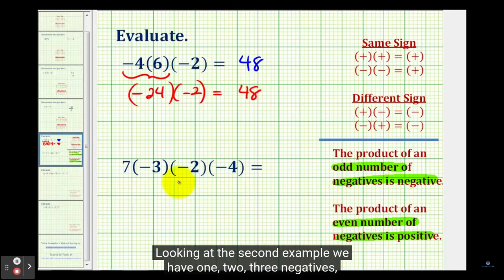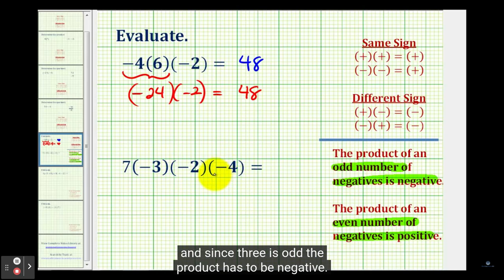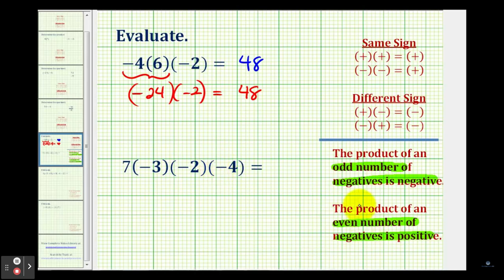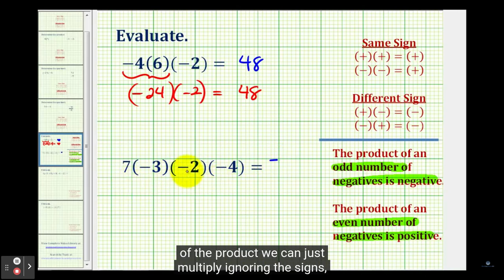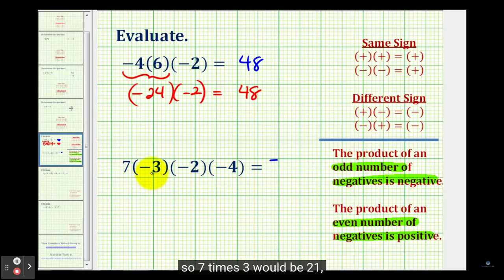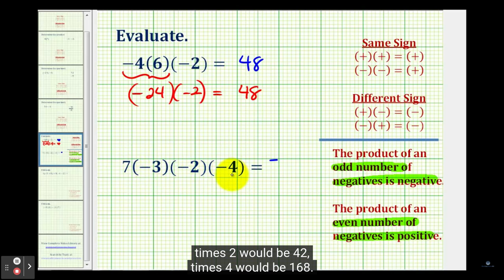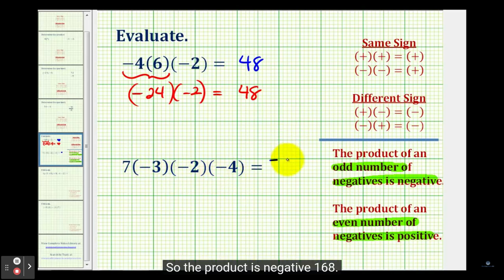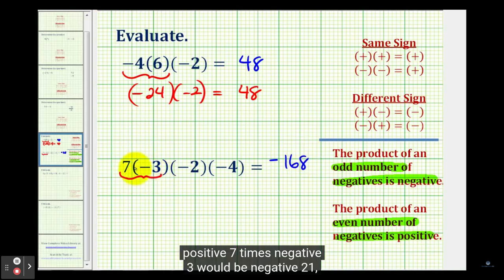Looking at the second example, we have 1, 2, 3 negatives, and since 3 is odd, the product has to be negative. Then again, once we know the sign of the product, we can just multiply ignoring the signs. So 7 times 3 would be 21, times 2 would be 42, times 4 would be 168. So the product is negative 168. And again, just to compare, positive 7 times negative 3 would be negative 21.